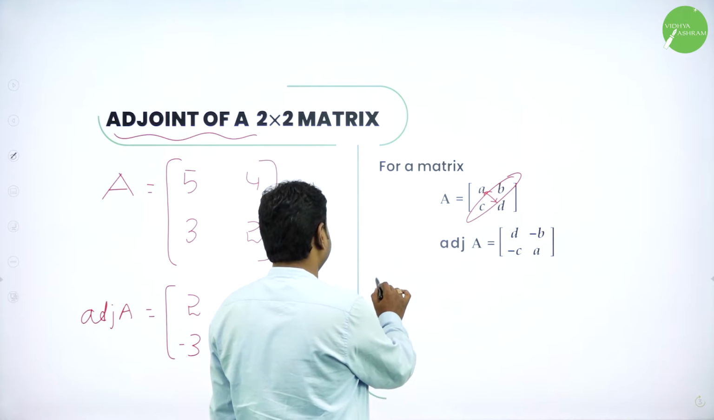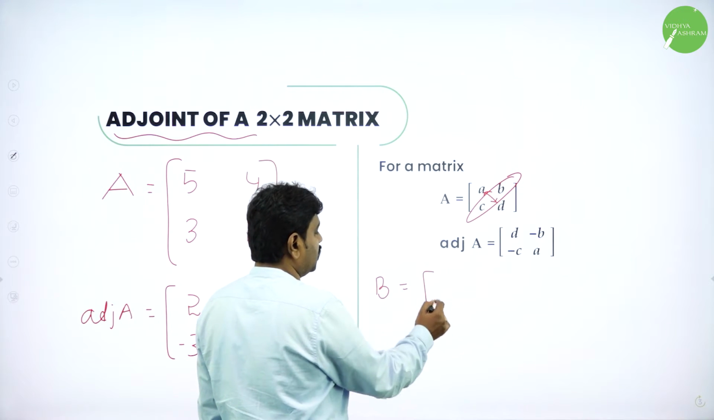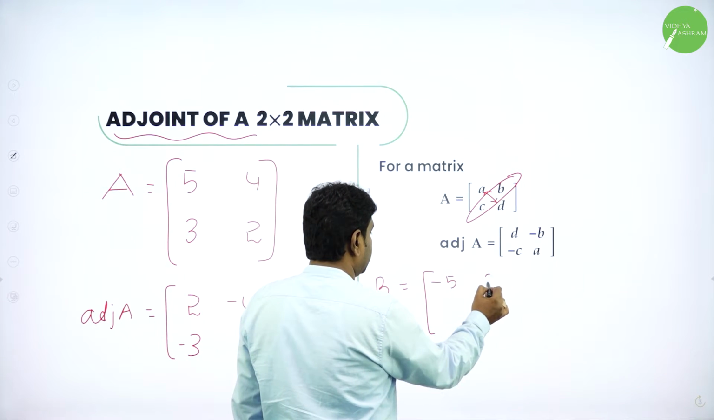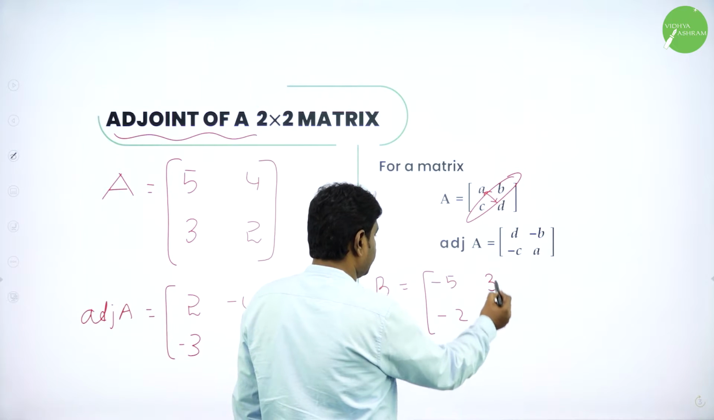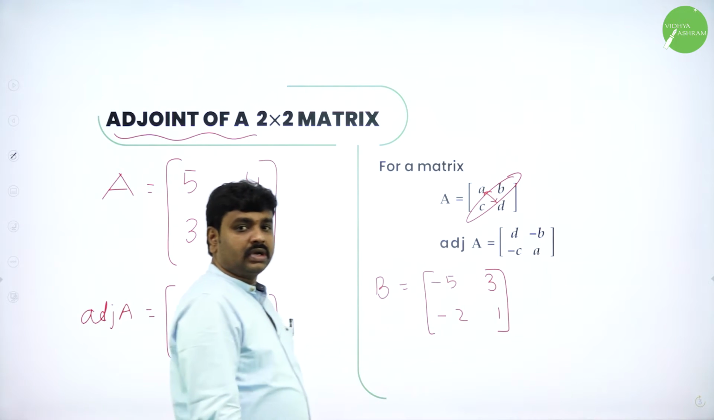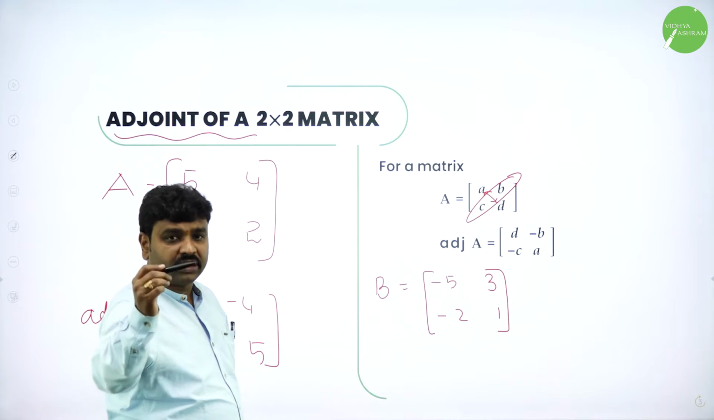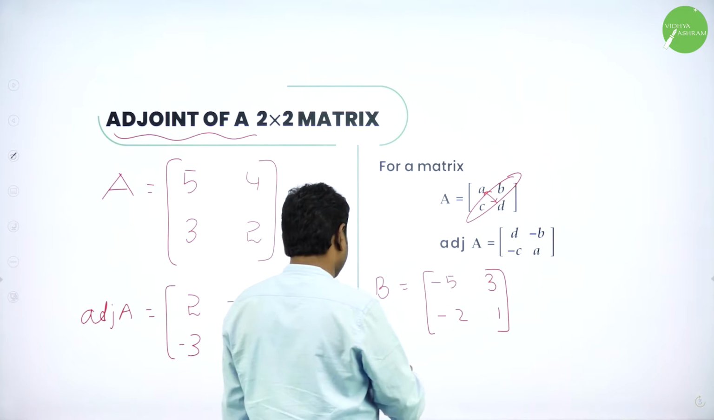I'll give B = [-5 3; -2 1]. This is B. Now I want you to write adjoint of B. What is adjoint of B?